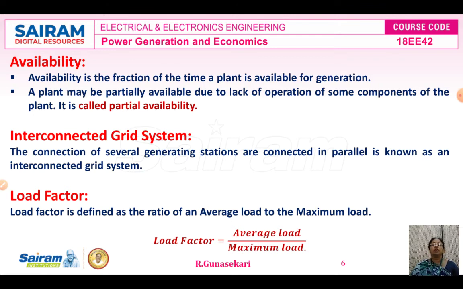Then next, how to calculate the load factor? The load factor is defined as the ratio of the average load to the maximum load. The average load means the daily average, for example you can take 24 hours. In the 24 hours, what is the average load? Based on the load curve you have to calculate the maximum load. For example, 10 megawatt is the maximum load, but the average load is 5 megawatt, like this. So from this we can calculate the load factor.